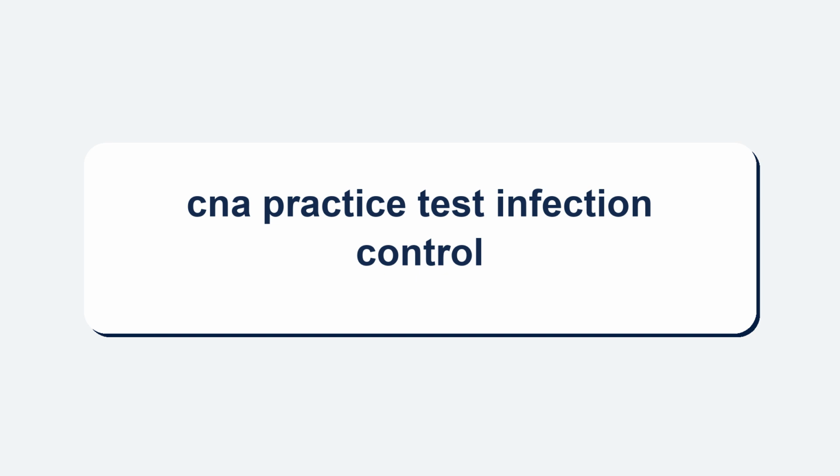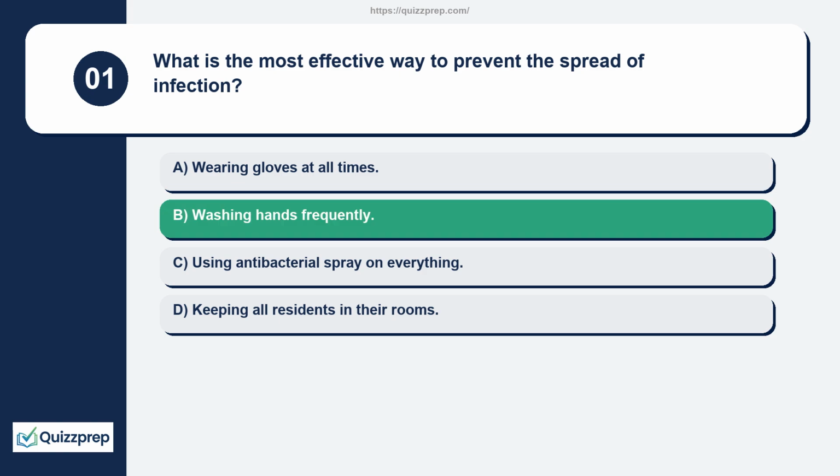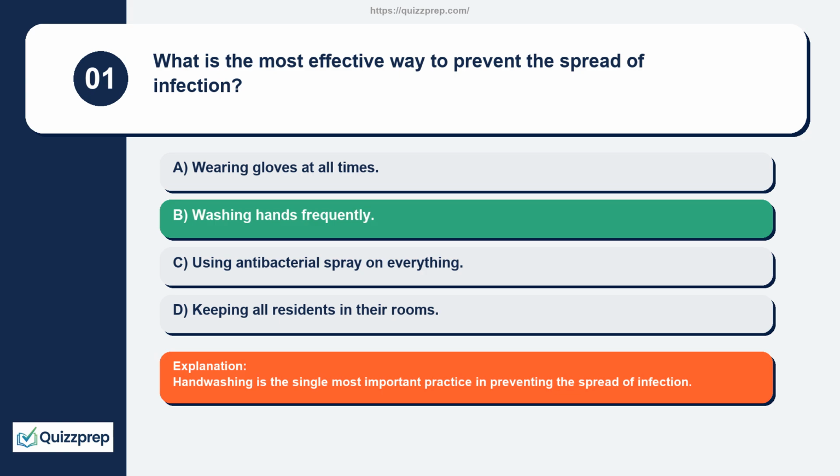CNA practice test: infection control. Question 1. What is the most effective way to prevent the spread of infection? Wearing gloves at all times, washing hands frequently, using antibacterial spray on everything, keeping all residents in their rooms. Hand washing is the single most important practice in preventing the spread of infection.